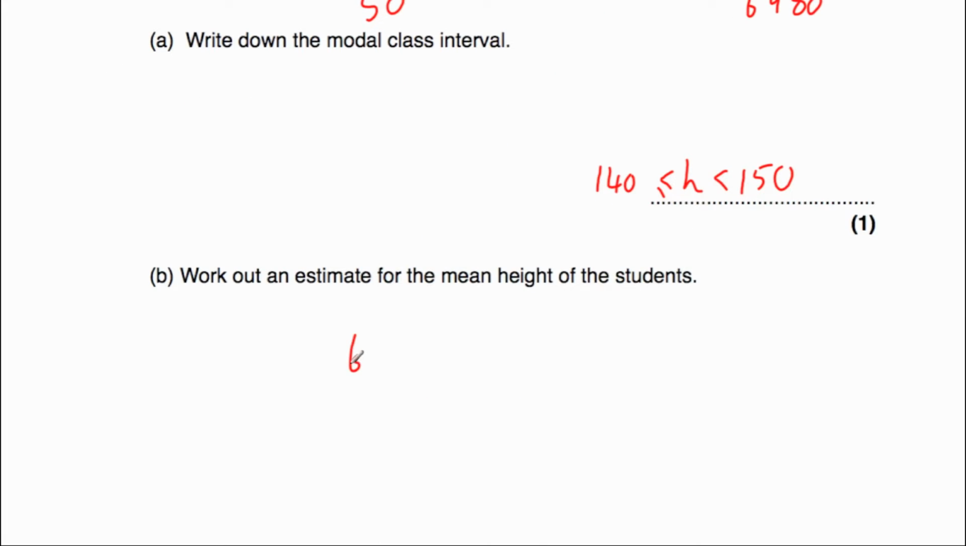So 6,980 divided by 50. And when we do that, that is equal to 139.6 centimeters. And that's our estimate for the mean height of the students. Okay, let's have a look at our next question. Question 3.